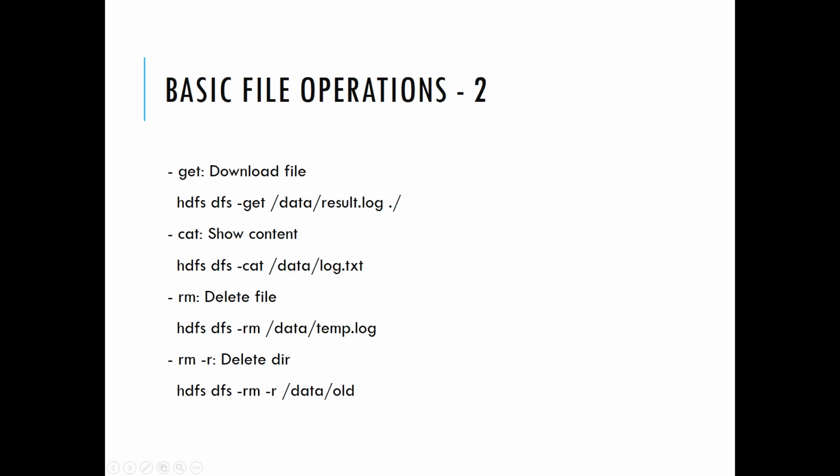Now we look at getting data back. The get command downloads a file from HDFS to the local system, such as hdfs dfs -get /data/result.log. The cat command displays the contents of an HDFS file on the terminal, helpful for quick inspection. For cleanup, rm deletes files and rmr recursively deletes directories. Always be cautious with rmr, it's easy to remove large amounts of data unintentionally.